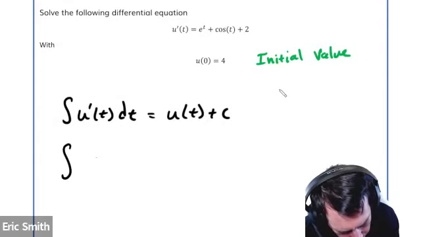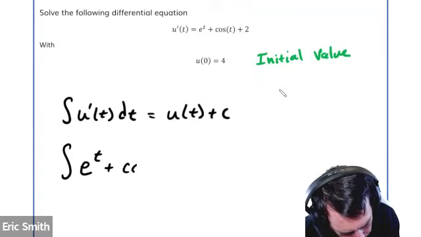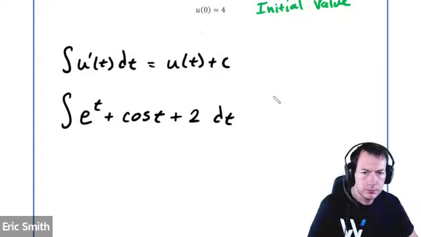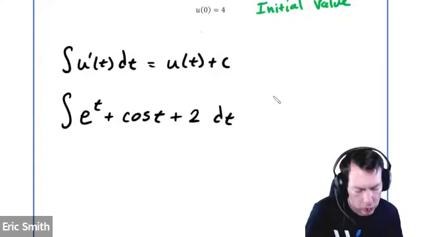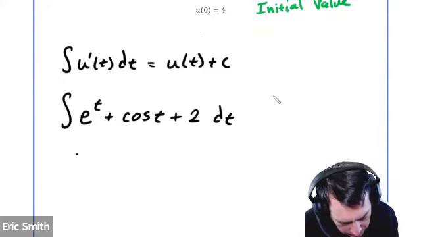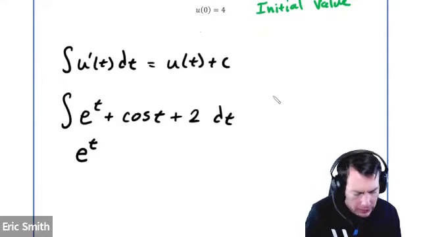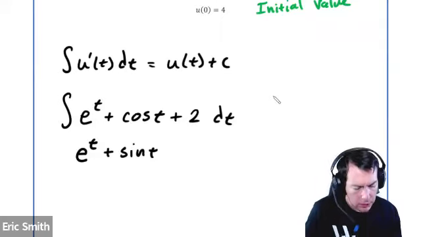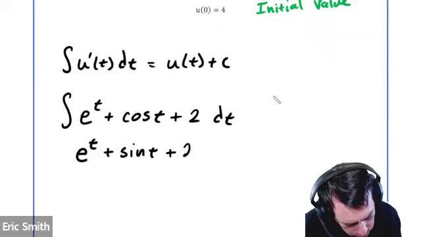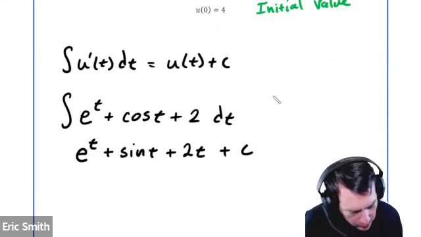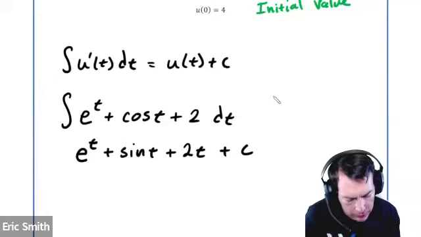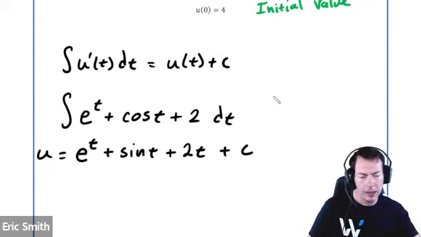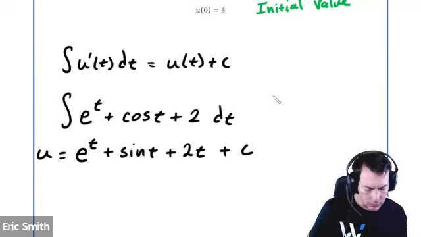So we're going to take the antiderivative of e to the t plus cosine of t plus 2, and then really just take this thing term by term. So antiderivative of e to the t, that's e to the t. Antiderivative of cosine, so this comes from sine. And antiderivative of 2, 2t. And then we'll put our little mystery constant on the end there. So our mystery function u is equal to this. So we have a solution, and now we can use the initial value.